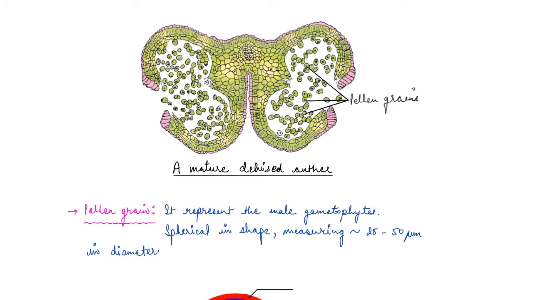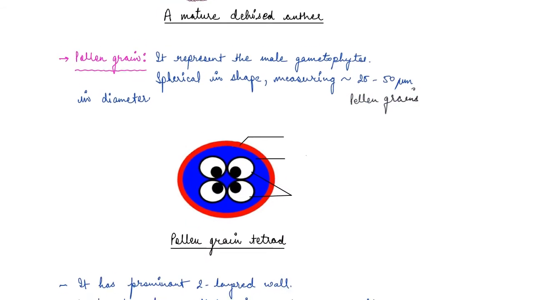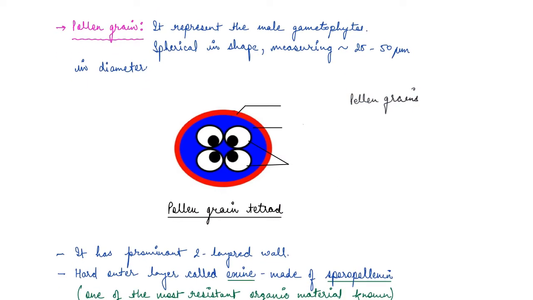So what exactly is the pollen grain? The pollen grain represents the male gametophyte. It is usually spherical in shape and measures around 25 to 50 micrometers in diameter. Remember that it measures around 25 to 50 micrometers in diameter.